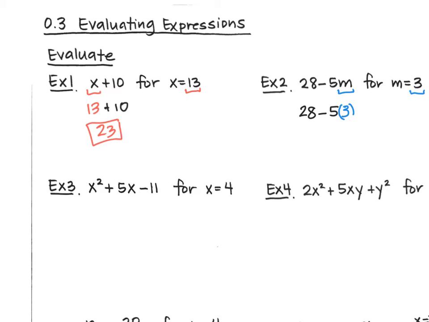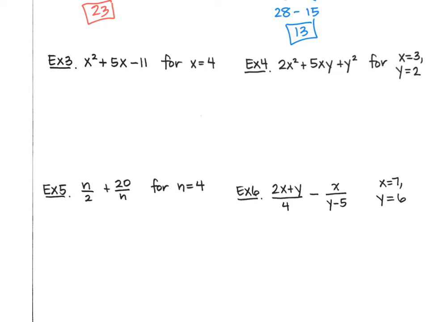Then I'm going to go ahead and evaluate my answer. Based on order of operations, I do need to do the multiplication before I do the subtraction. So 5 times 3 is 15. So 28 minus 15 is 13. And that's my final answer. Okay, go ahead and copy example 3.